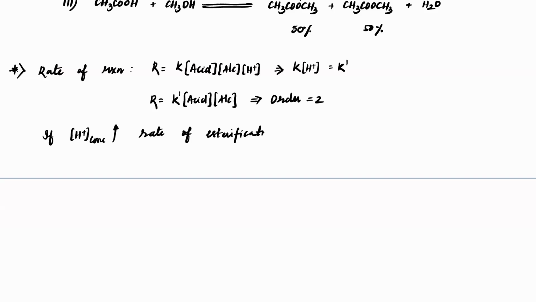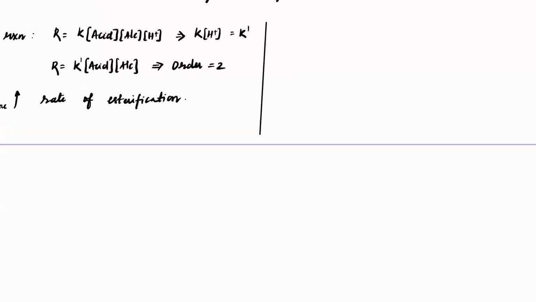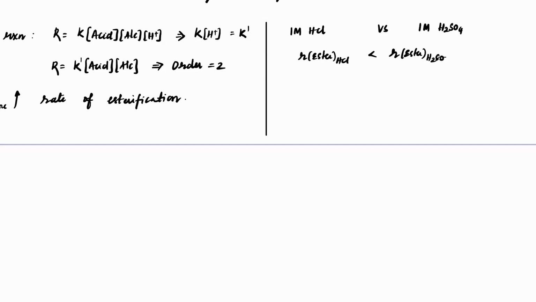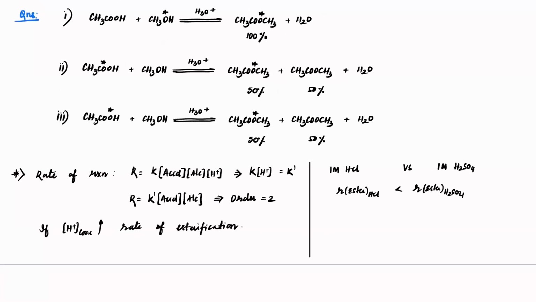If you may recall, we discussed this in chemical kinetics: if I take 1 molar HCl versus 1 molar H2SO4, which one will make a stronger esterification? Therefore, the rate of esterification with HCl will always be less than the rate of esterification with H2SO4, as long as we are talking about the same concentration. Clear? Whenever the concentration changes, that will also impact the rate here. Okay.